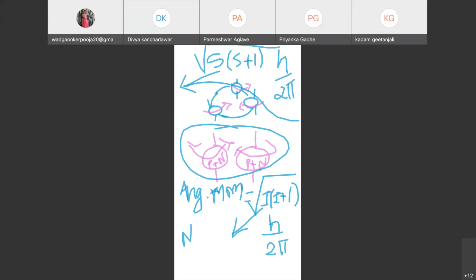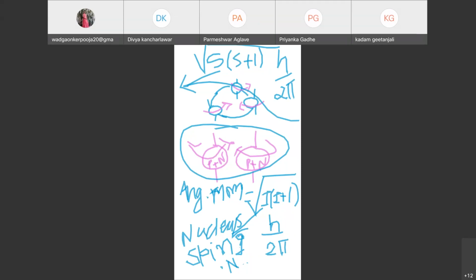Spin quantum number for the nucleus. I write it in shortcut as spin QN. Kindly consider my bad handwriting because I am drawing everything with my fingers. The spin quantum number for your nucleus is represented by the notation I. And the formula for angular momentum for your nucleus is angular momentum equals root of I into I plus 1, h by 2 pi.